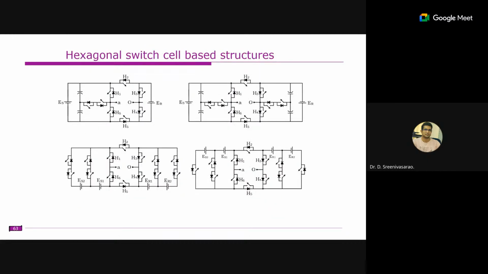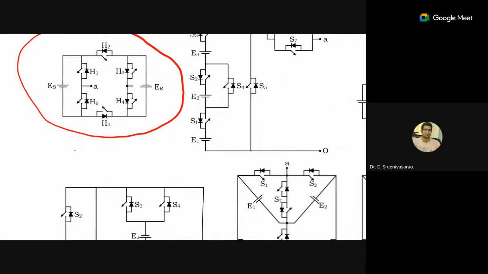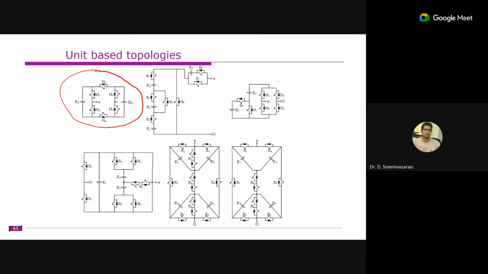And another one is the hexagonal switch cell. I think, yeah, this one. A lot of topologies are with this hexagonal switch cell. So we know the H bridge, right? This is a slightly improved version of the H bridge. You have additional switches. You can see that, right? There are two DC sources, and we have some additional switches like H2 and H5 connected, right? And also you have another source ER. So normally the H bridge will produce three voltage levels. So just now we discussed, right? E, 0 and minus E. Whereas this one produces 5 levels.